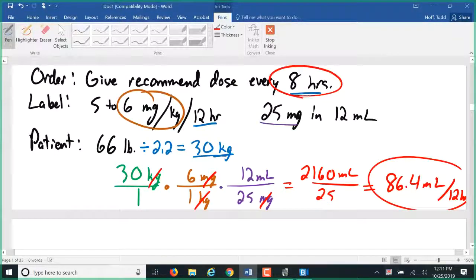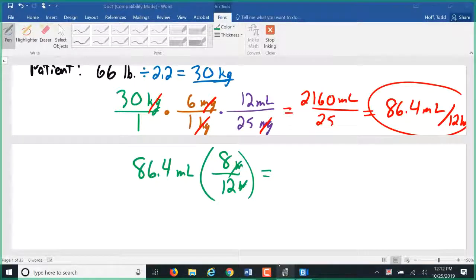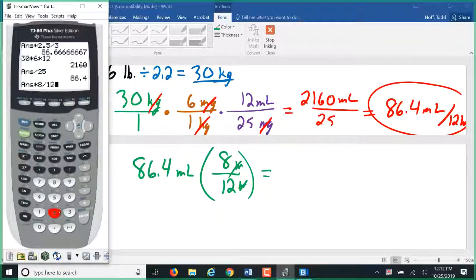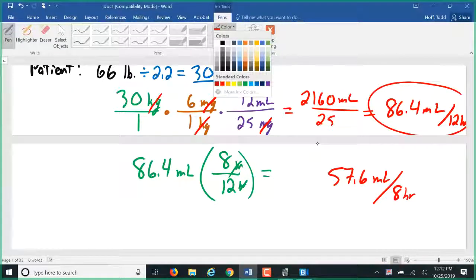Doctor wants it every 8 hours. So we're going to perform that titration. 86.4 milliliters, that is calculated per 12 hours. We want it to 8 hours. Again, I could put the hours on there, but they're going to just cancel out anyway. 86.4 times 8 divided by 12 is 57.6 milliliters, and that would be for an 8-hour dose. That is the maximum dose for 8 hours.